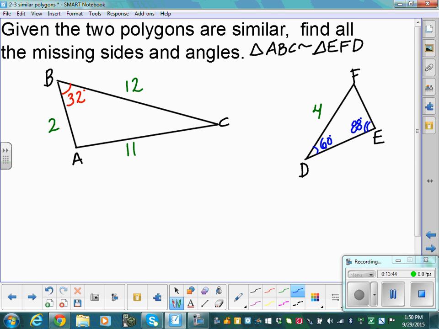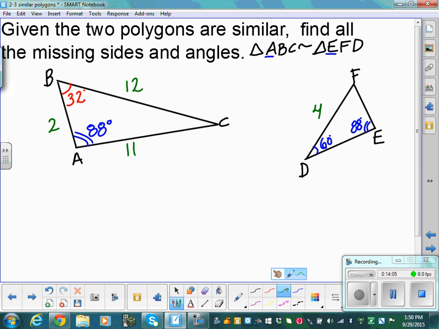So we know that triangle ABC is similar to triangle EFD. So let's go through this. Let's find the missing angles first. Okay, so angle A, let's find that. Well, what does angle A match up with? E. So find E. It's 88. So what's this? 88 degrees. Questions?